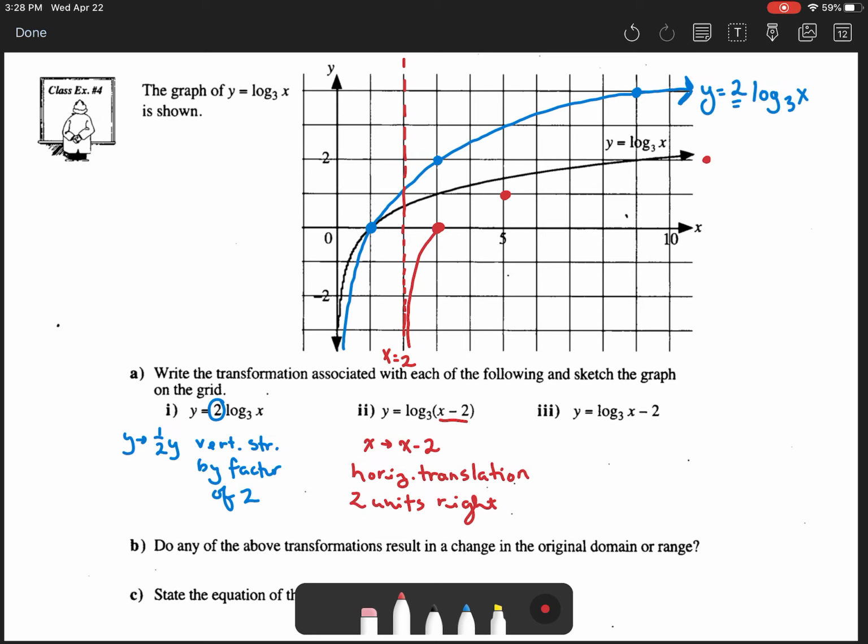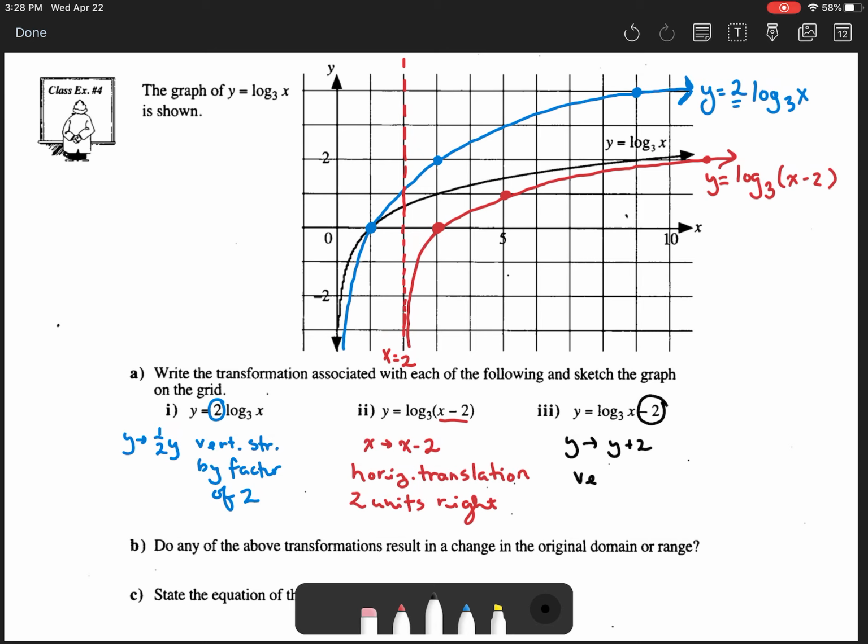So for this graph and this graph only, that's why I'm doing it in red, that asymptote also gets moved 2 units to the right. So there's your vertical asymptote that your graph can't touch. The graph would come up very close to that and go through these points, like so. So there's your graph for y is equal to log base 3 of (x minus 2). Everything is 2 units to the right, including that asymptote.